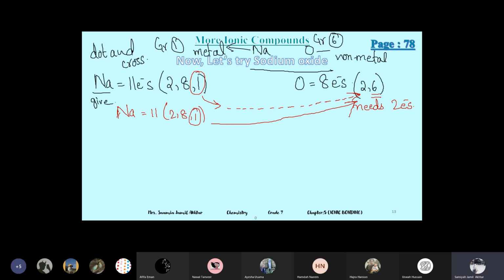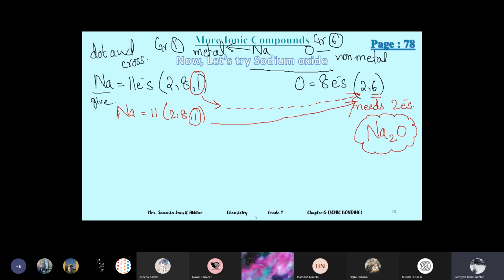Can you guess the formula of sodium oxide now? There are 2 sodiums and 1 oxygen. Na2O. Good. Yes, Na2O. Very good. Sodium oxide is Na2O. This is the formula. So depending upon how many atoms we are using, how many elements are there. Now we will draw a dot and cross diagram.